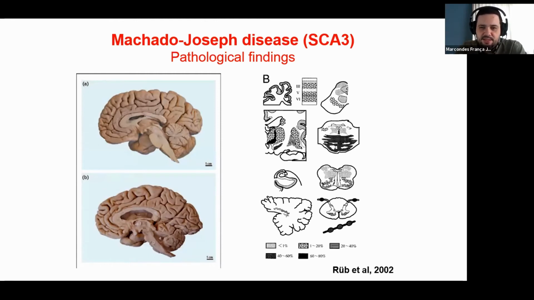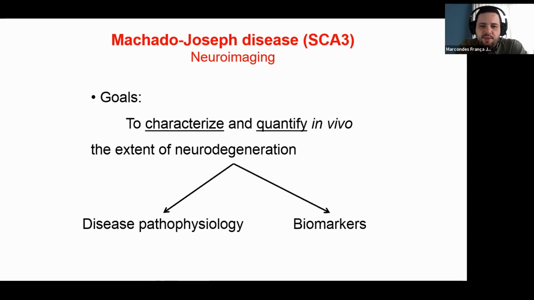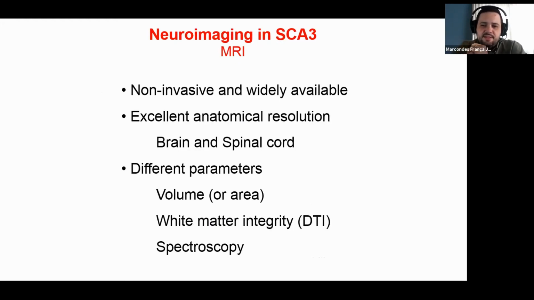Knowing this profile of the condition, when I think about neuroimaging, the major goals are to characterize and try to quantify in vivo the extent of this neurodegeneration, with two main objectives: to understand the disease pathophysiology, and, as I mentioned previously, to try to find potential biomarkers. In this discussion, I'm going to focus on MRI.